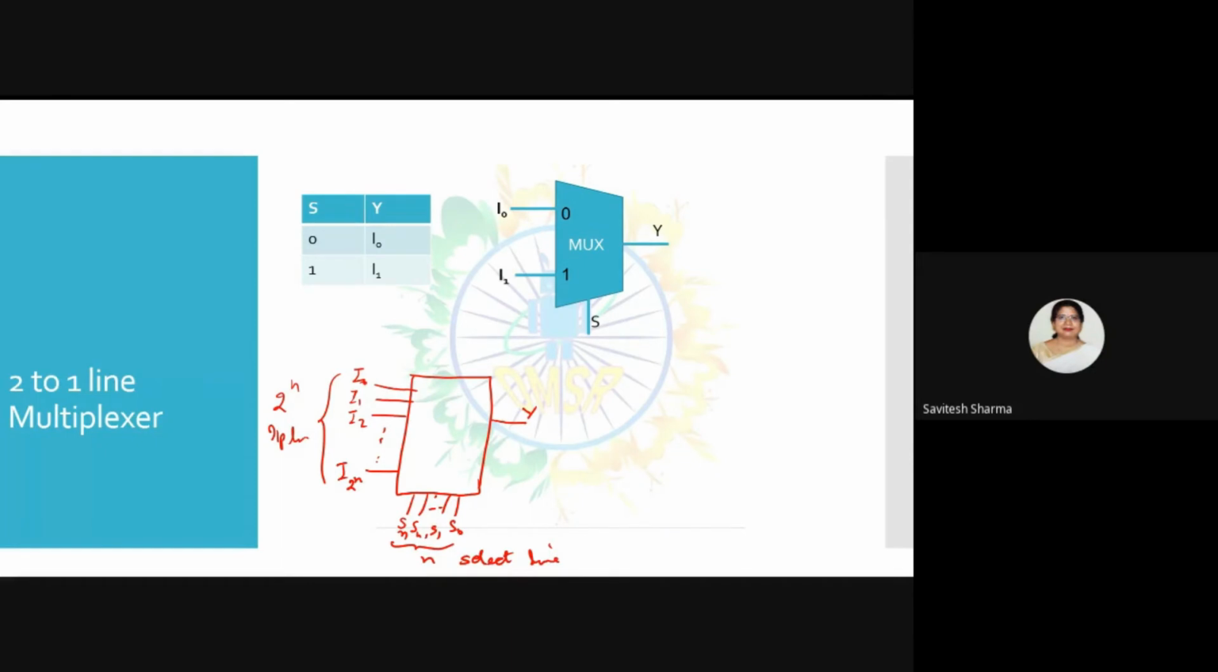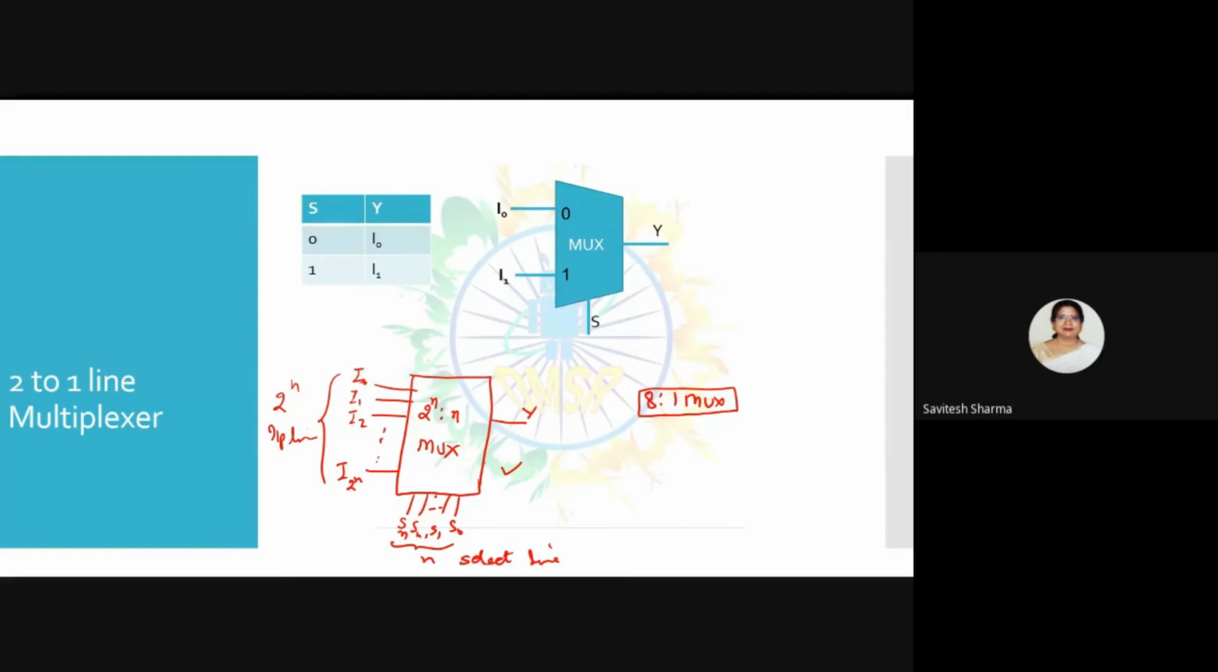Output is 1. So what is the name of this multiplexer? The name of the multiplexer will be 2 to the power n to 1. In short, I will write mux. So what is the name? If I say n equal to 3, the name of the mux will be 2 to the power 3, which means 8, so an 8 to 1 mux. So according to the 2 to the power n and 1, you will decide the name of the multiplexer. Okay. So this is the general diagram for the multiplexer.